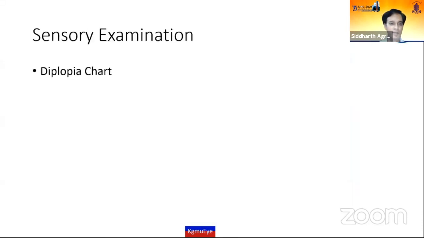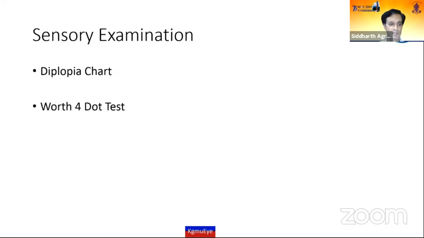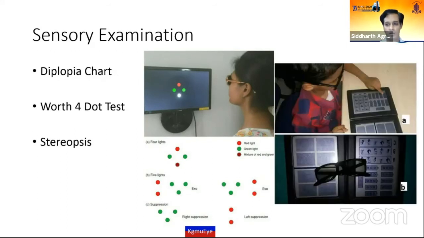In the sensory examination, diplopia chart is a very useful tool and should be performed in patients of incomitant deviations. Worth 4-dot test gives us an idea of the binocularity of the patient, and the actual quantification of stereopsis is done on tests like the Randot stereogram.